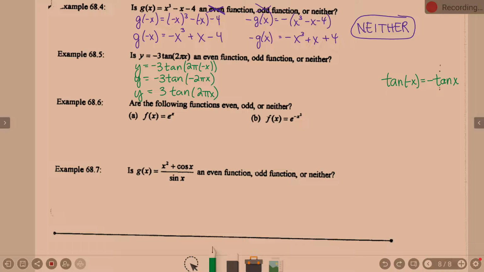If you remember the even and odd identities, tangent and sine made the function negative. Cosine keeps it positive because it's an even function. Okay? So right here, negative 3 tan of 2 pi x does not equal 3 tan of 2 pi x. So we know that this is not even. Let's try odd. Y equals the negative of negative 3 tan of 2 pi x.